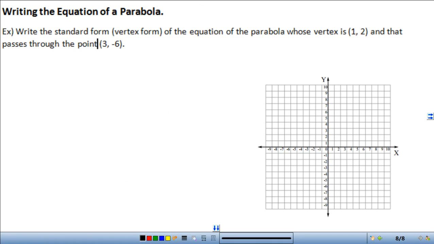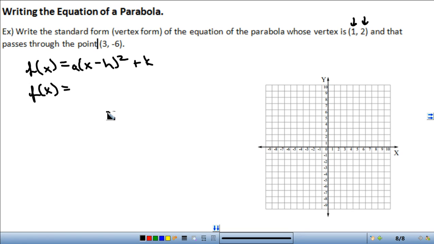Now, last thing we have is writing the equation of a parabola. So you need to write the standard form or the vertex form of the equation of a parabola whose vertex is 1, 2, and that passes through the point 3, negative 6. So I already know my vertex form is f of x is equal to a times x minus h quantity squared plus k. My vertex is here. Here's my h, it's 1. Here's my k, it's 2. So I have f of x is equal to a times x minus 1 quantity squared plus 2.